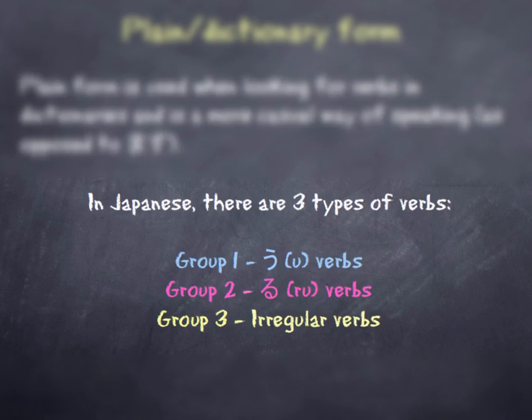So in Japanese there are three types of verbs. We have group 1 verbs, which are u verbs. We have group 2 verbs, which are ru verbs, and then we have group 3, which are irregular verbs, or verbs that don't fit into any pattern.